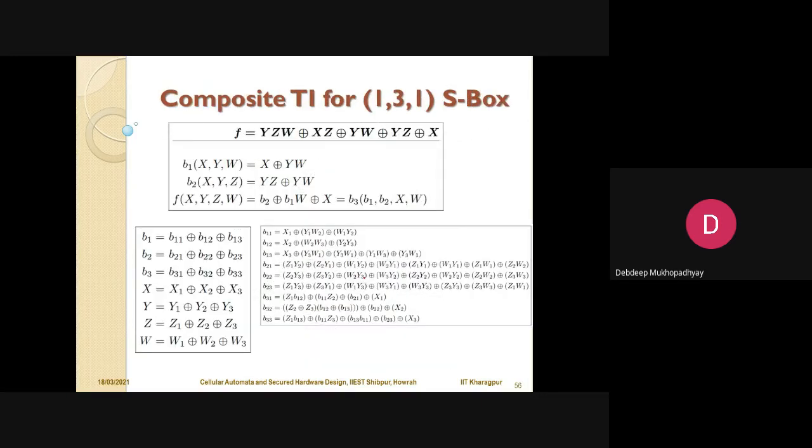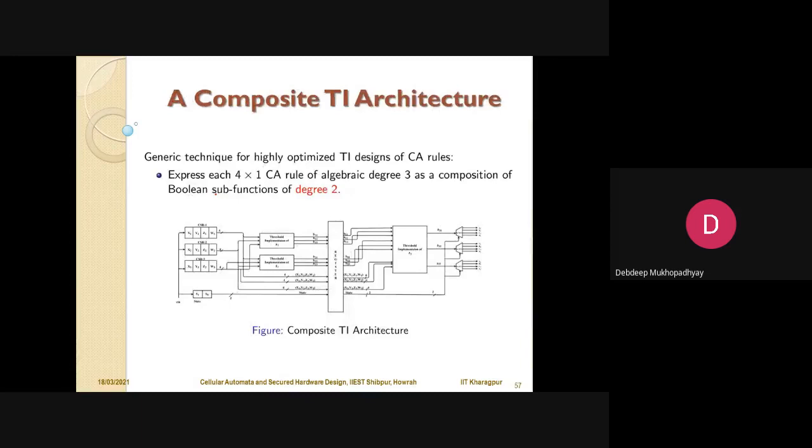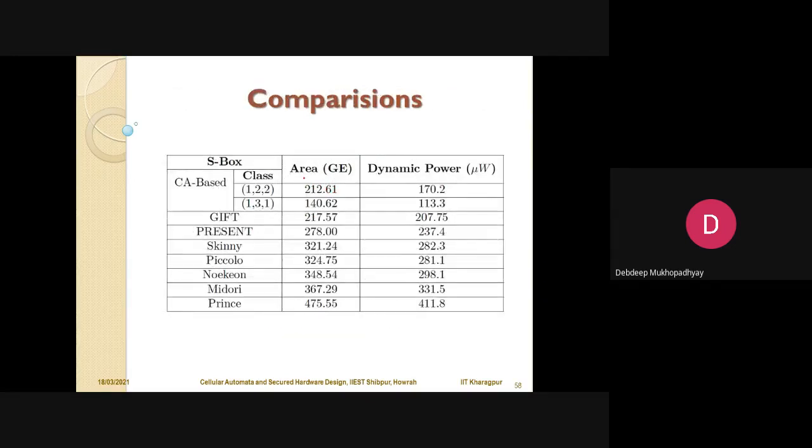However, if you want to go for a composite implementation against this, rather than implementing this function straight away, we decompose this function into 2 functions. As you can see, each of these functions is quadratic. So now you can implement them in only 3 shares, which is 2 plus 1. That is the idea we employ here, and we come up with a composite TI architecture where each subfunction has degree 2, and therefore you can implement that with 3 shares.